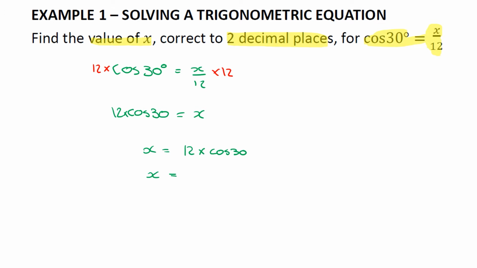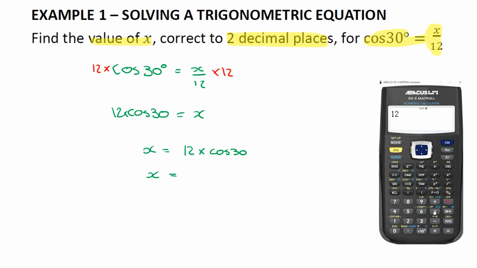Next thing we're going to do is put that into a calculator. So we're just going to type in 12 times cos 30, close the bracket, and press equals to get our answer, which is 10.3923 and so on. The question asks us to solve it to 2 decimal places, so we're going to look at the 9 and round up to 10.39.